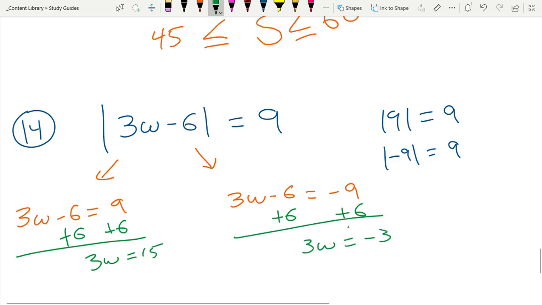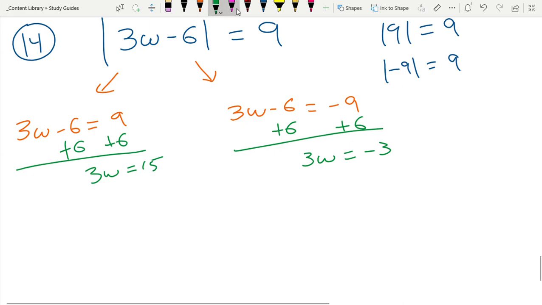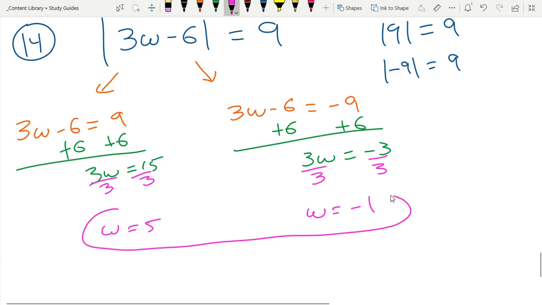3w equals negative 3. To get rid of that 3, it's a multiplier, so we divide, divide, divide, divide, and I get 5 as well as negative 1. Those are the two numbers that work. And if you don't believe it, plug 5 in for w and see what comes out. You'll get a 9.